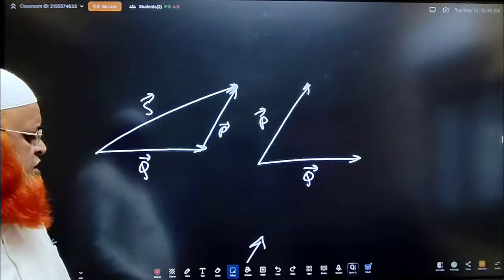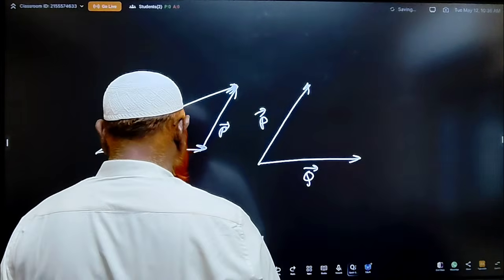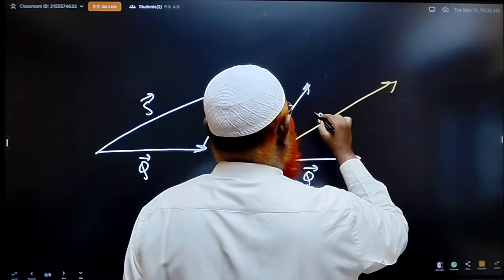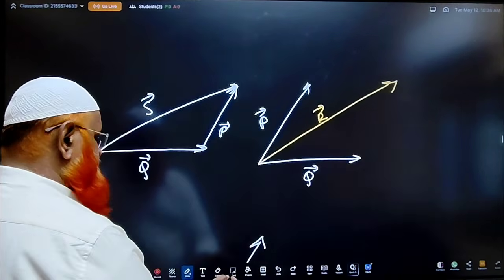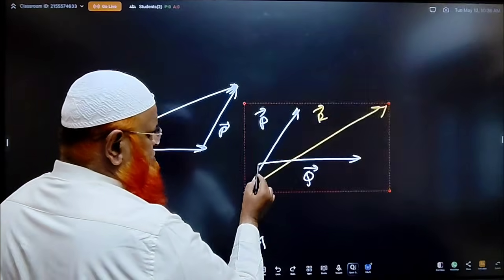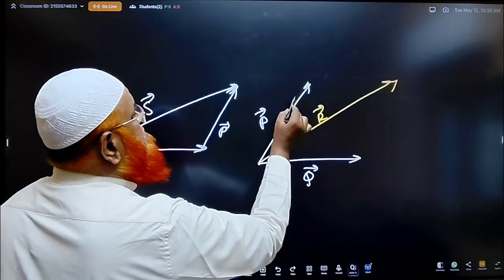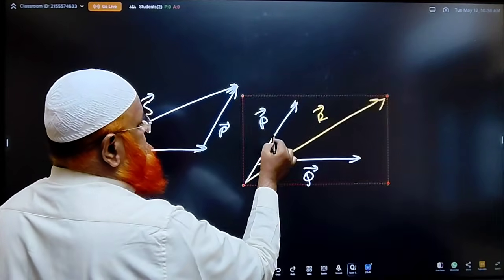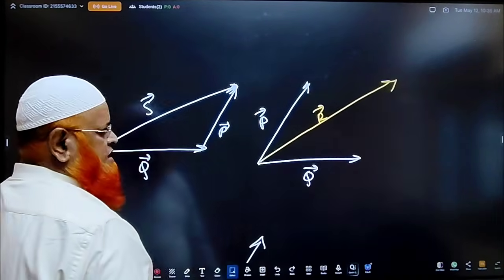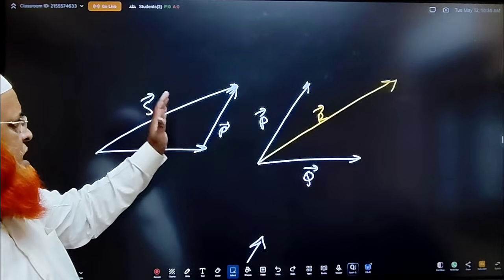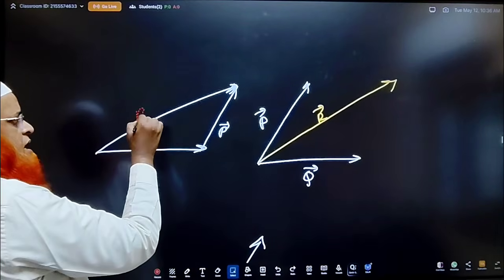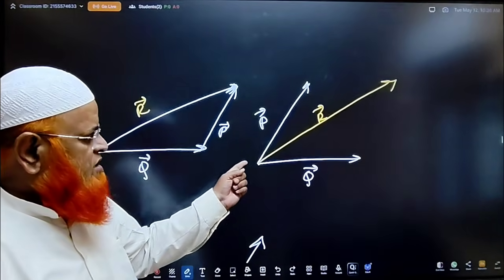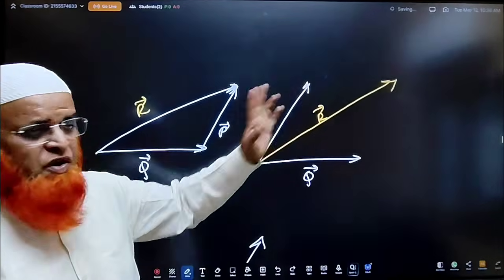If this is P bar and Q bar, then what is the resultant of these two? The resultant of these two will be this one, which is called R bar. Previously also we have done the same thing. So this is R bar actually. Now P bar and Q bar is going to be R bar. R bar is going to be the resultant.